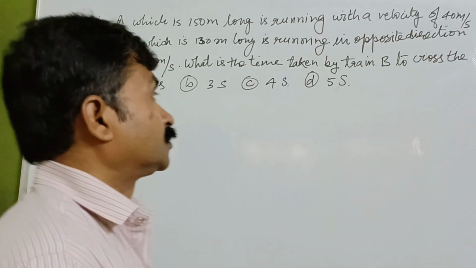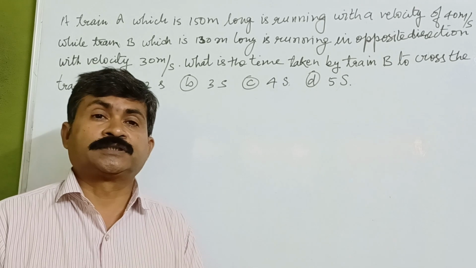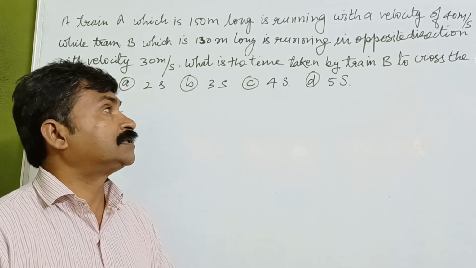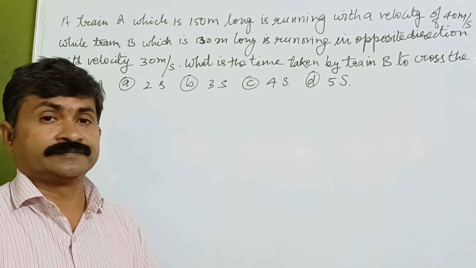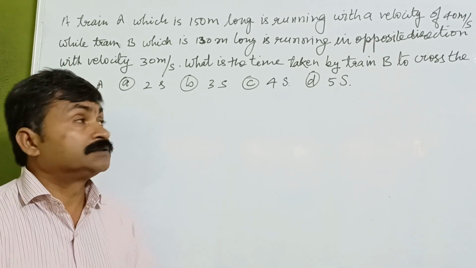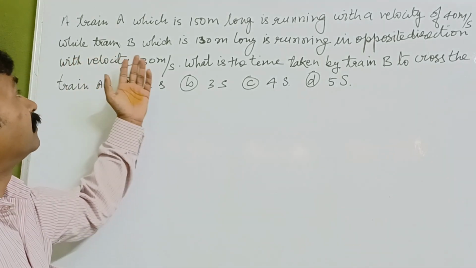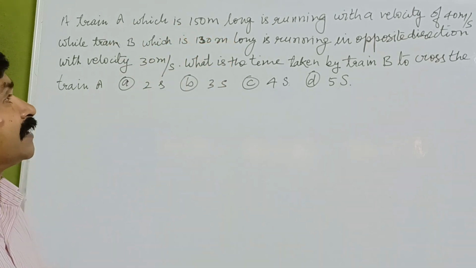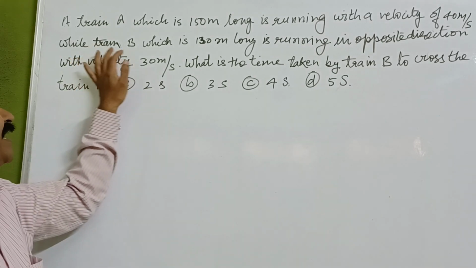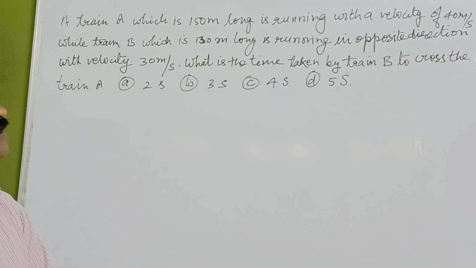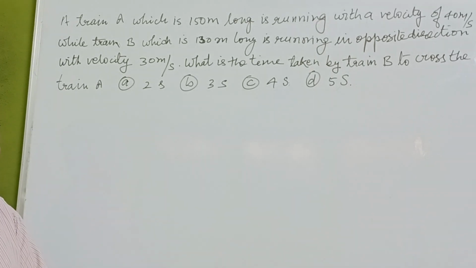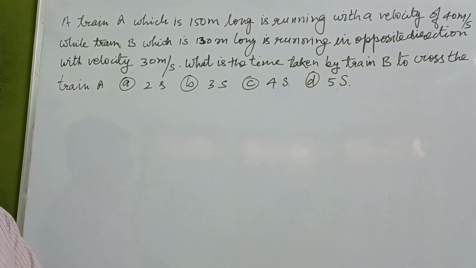Yes, students, in the series of numericals, this numerical is based on velocity, related to motion in a straight line. Now, if we go through this question: a train A, which is 150 meter long, is running with a velocity of 40 meter per second, while train B, which is 130 meter long, is running in the opposite direction with a velocity of 30 meter per second. What is the time taken by train B to cross train A?